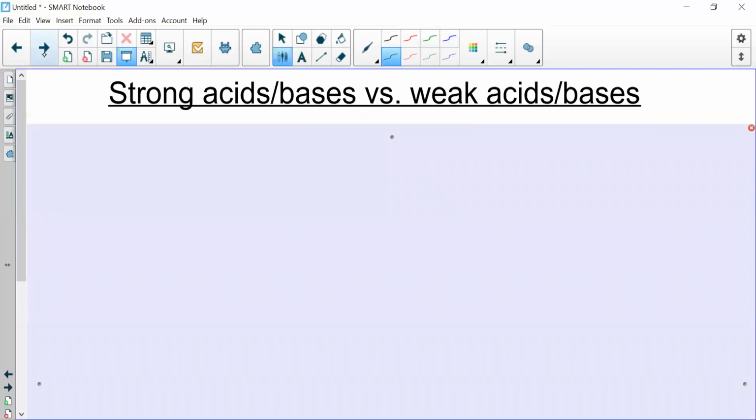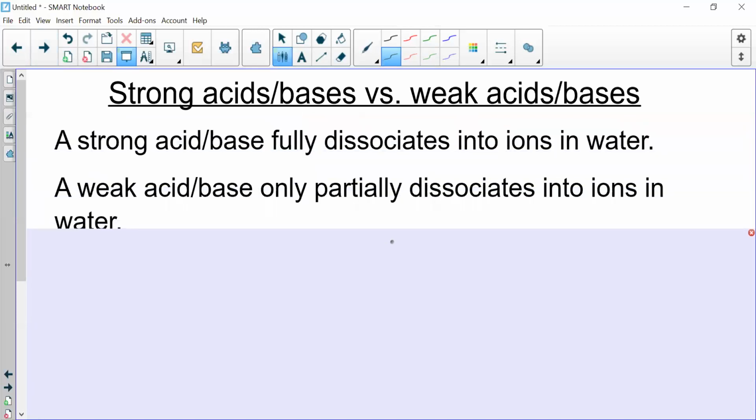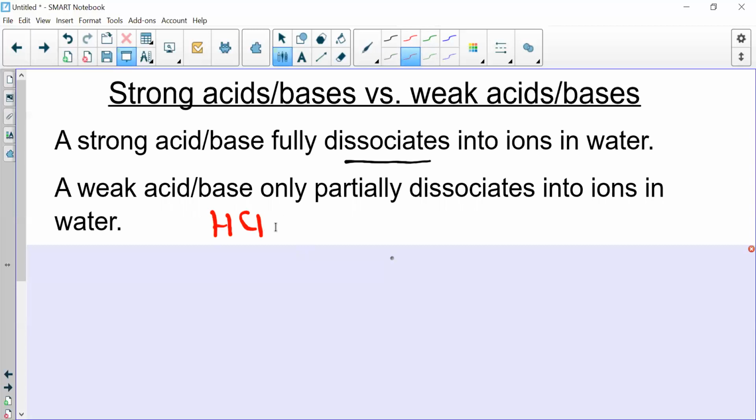Okay, last thing I'm going to cover in review before we do naming is strong versus weak acids and bases. So in terms of definitions, a strong acid or base fully dissociates into ions in water. A weak acid or base only partially dissociates into ions in water. Now this term dissociates really just means splits up into ions. So for example, we say HCl, when you put that in water, it's going to form H plus and Cl minus ions floating in water.